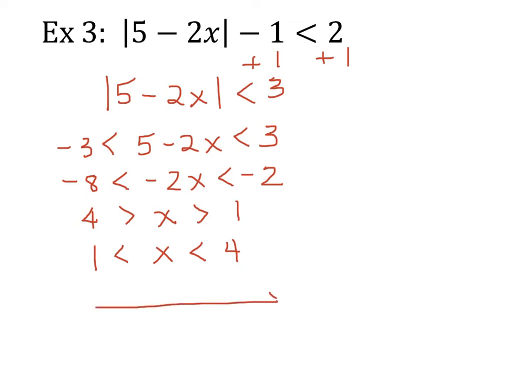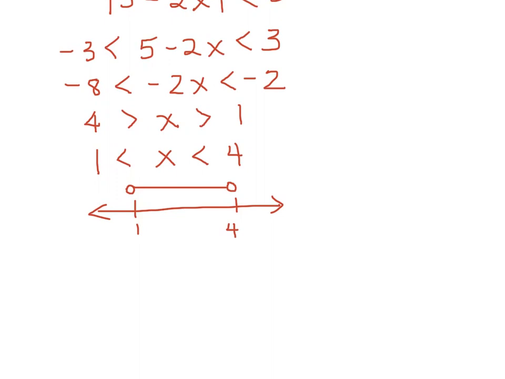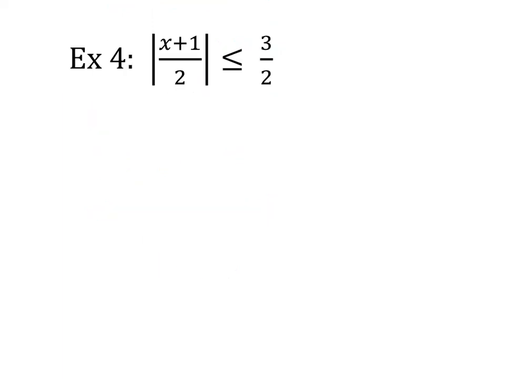So we graph it. 1, 4, open circle. Why? Because it does not include 1 and 4. It means there's going to bump right up next to it. And then the last thing is interval notation, open circles or parentheses. And there we have it.